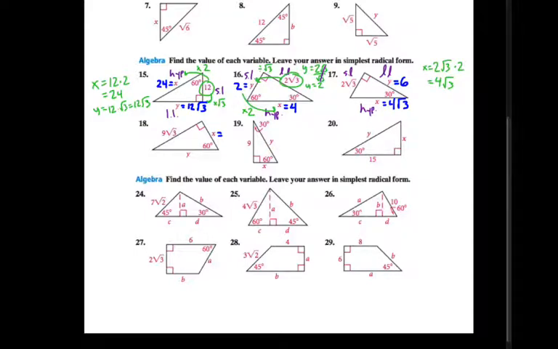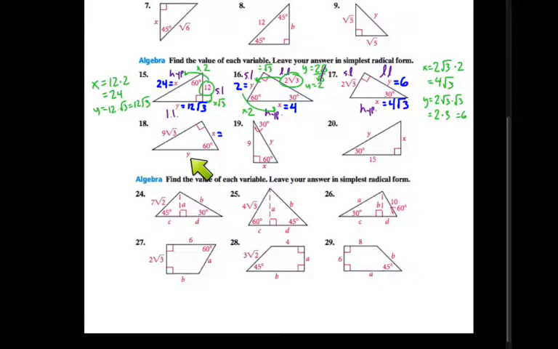So x equals 2 square root 3 times 2. Multiply the numbers that are not inside the radical together to get 4 square root 3. And then y is going to equal 2 square root 3 times the square root of 3. The square root of 3 times the square root of 3 is 3. So 2 times 3 is 6, which is where that comes from.